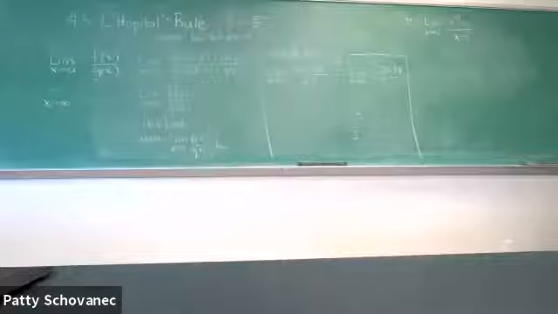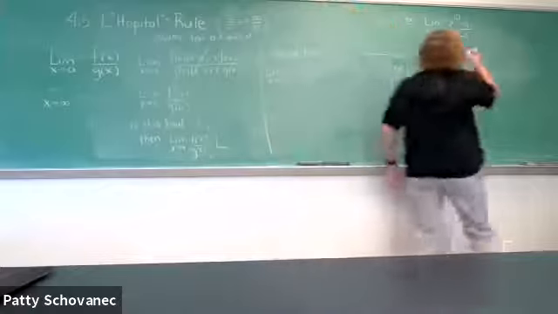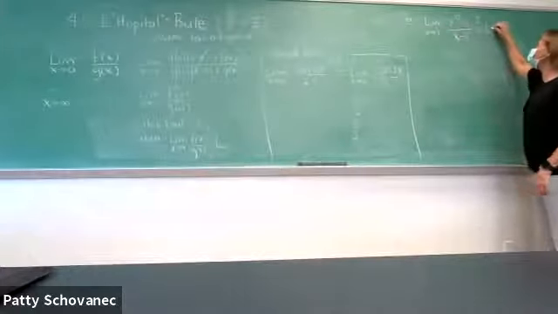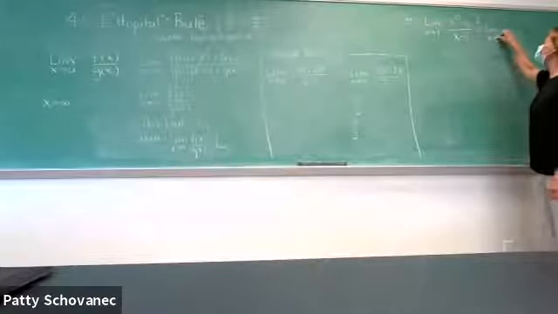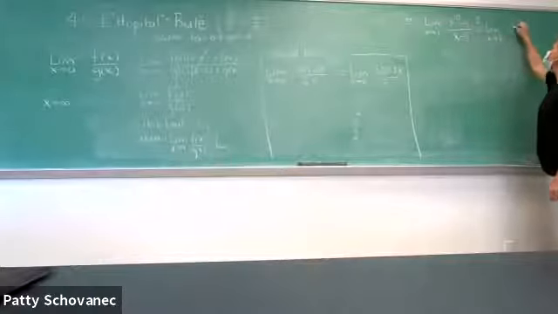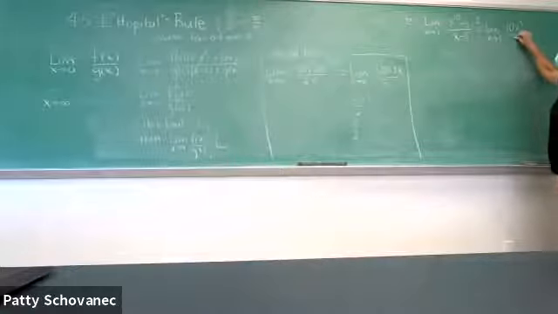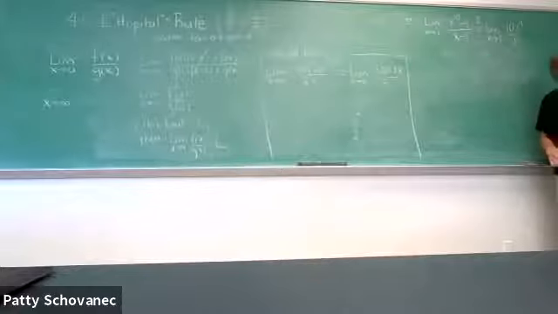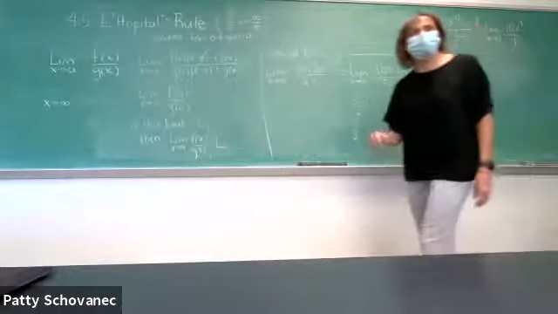Done, right? The derivative on the top is 10x to the 9th. The derivative on the bottom is 1. So first I tell myself I have 0 over 0. Then I'm going to take the derivative of the top, divide by the derivative of the bottom. Now I can put the 1 in for x. And there's our limit. Isn't that sweet?